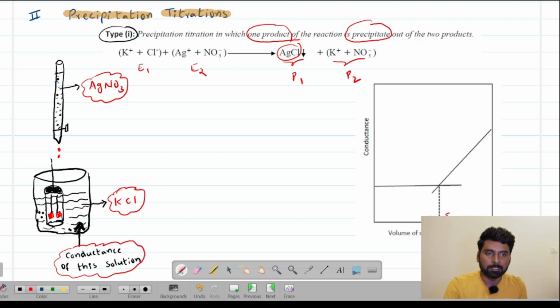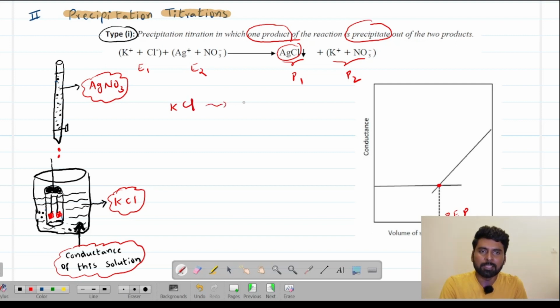This is the graph. This is the end point of the graph. You started adding. Conductance is not at all changing. It is almost parallel to the x-axis. Once the end point is reached, then it starts increasing. Why is there no appreciable change in the conductance till the end point? Simple reason. KCl is there.